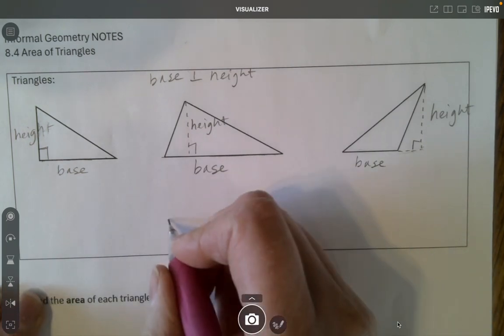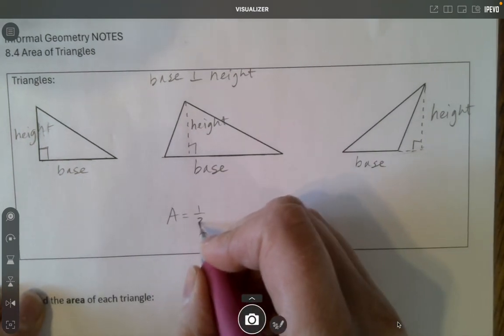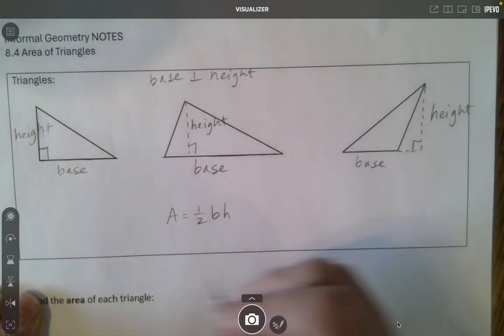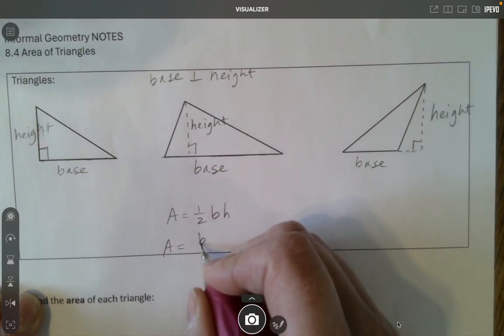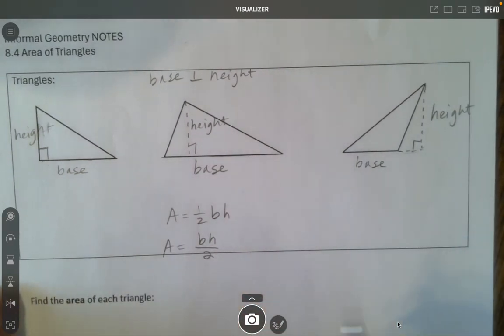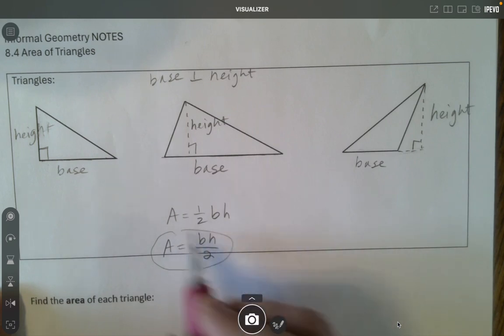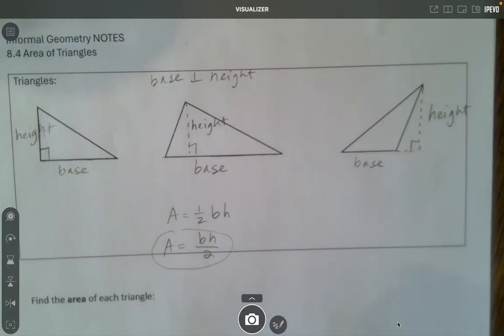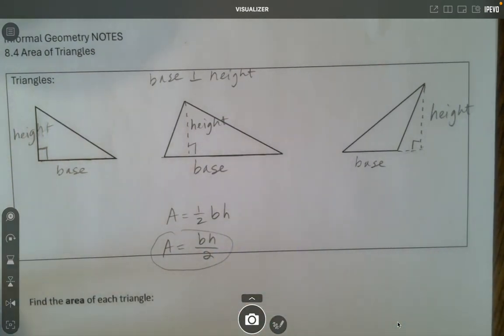So the area for all of them is area equals 1/2 base times height. Another way to write that is base times height divided by 2. So I'm finding that this seems to be easier for students, but both of these are really great formulas. So either of those are what you want to do.